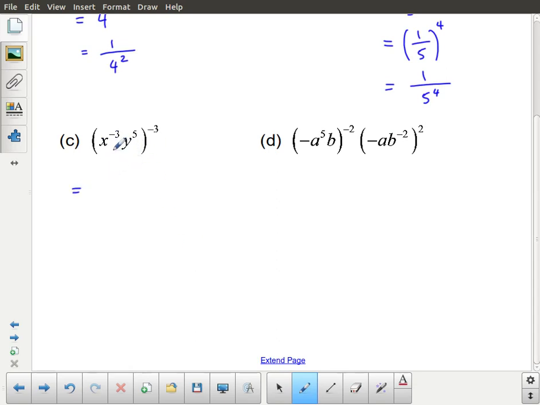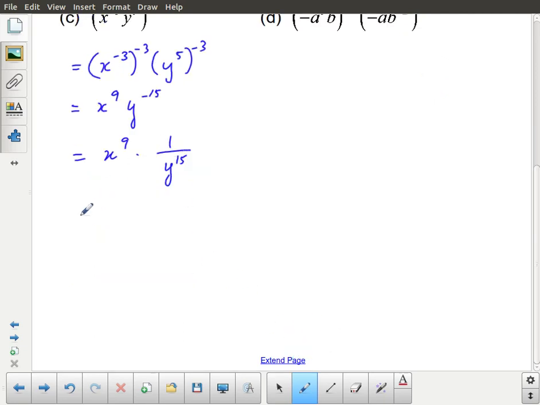Now, how about no numbers? X to the negative 3, y to the 5, all to the negative 3. So that's going to be x to the negative 3 to the negative 3, y to the 5 to the negative 3. X to the negative 3 to the negative 3 is x to the positive 9. y to the negative 15, but we want positive exponents, so that's x to the positive 9 times 1 over y to the positive 15. And if you had gone straight to this, which is my preferred representation, that of course would have been fine. So going straight to there is perfectly good.